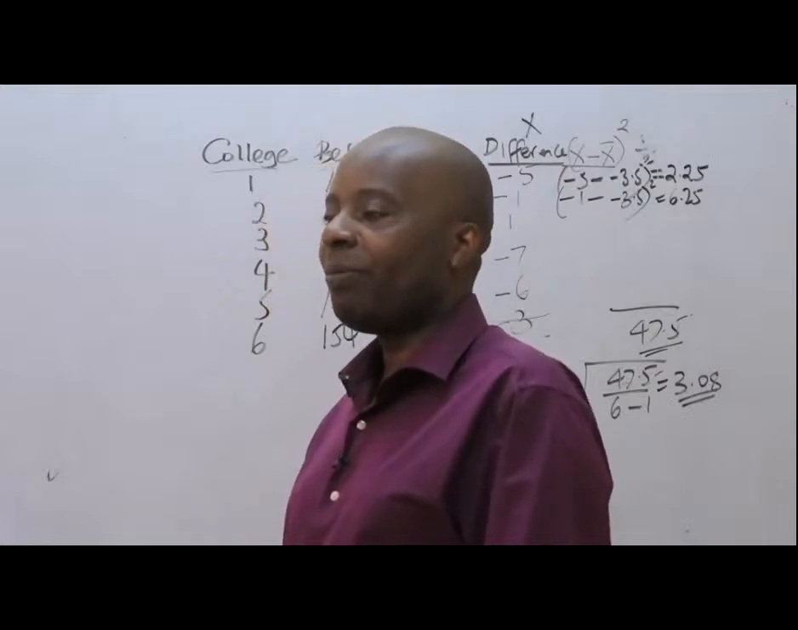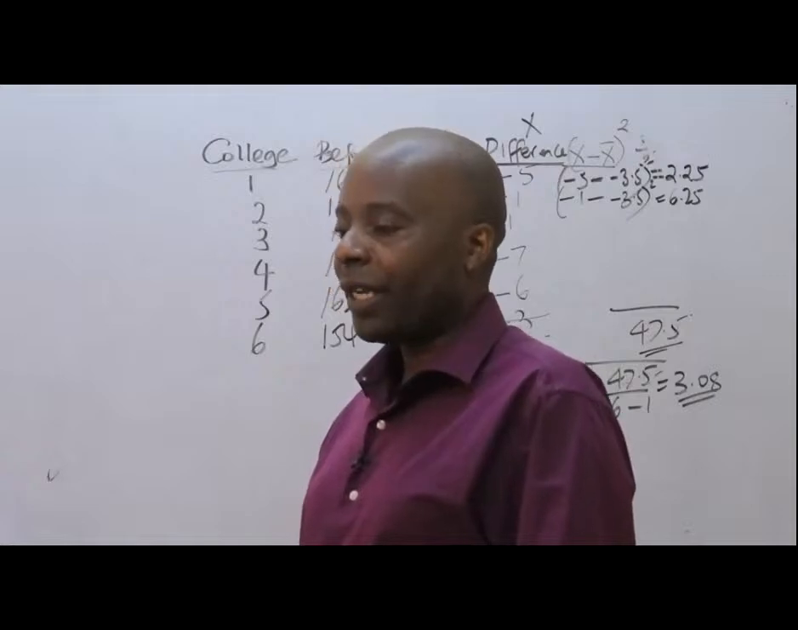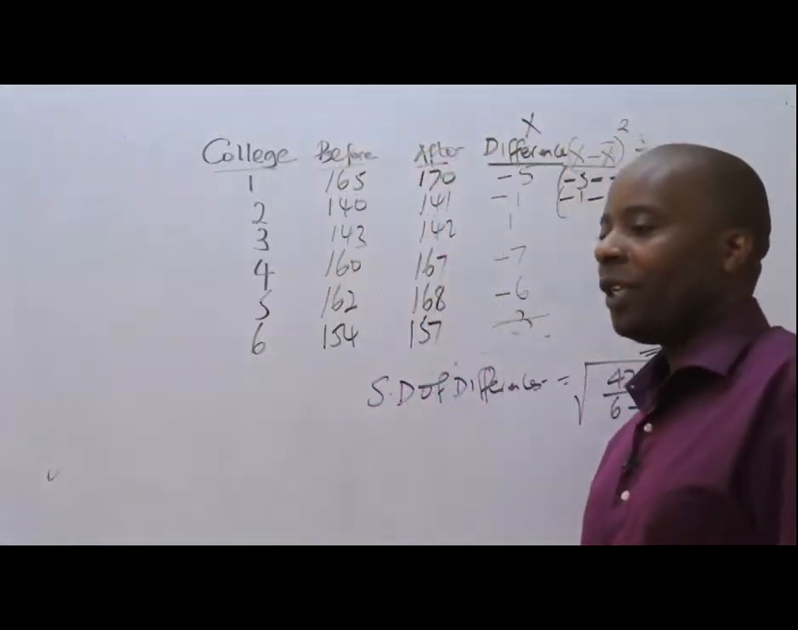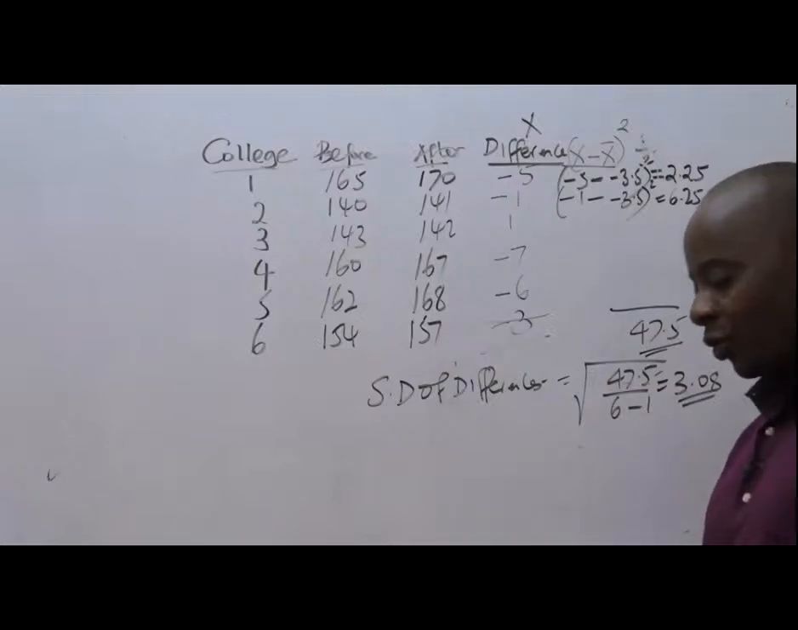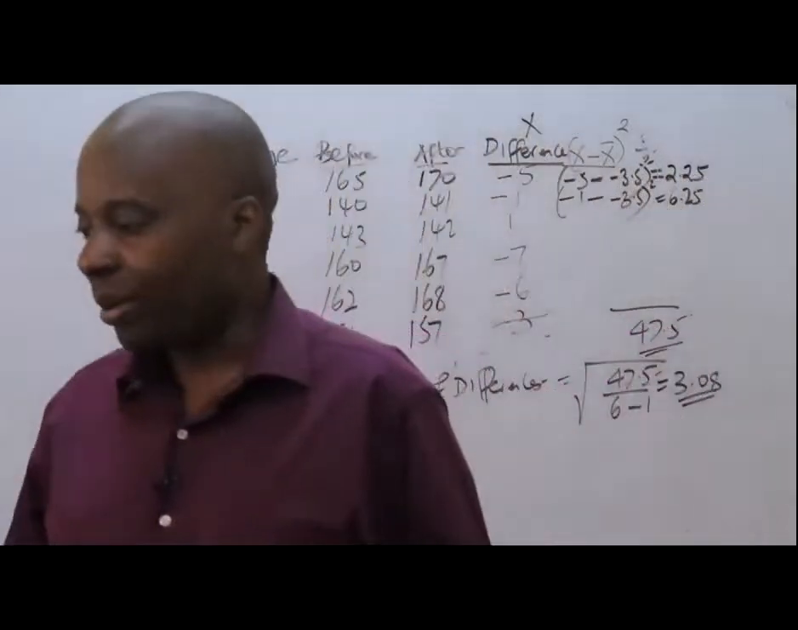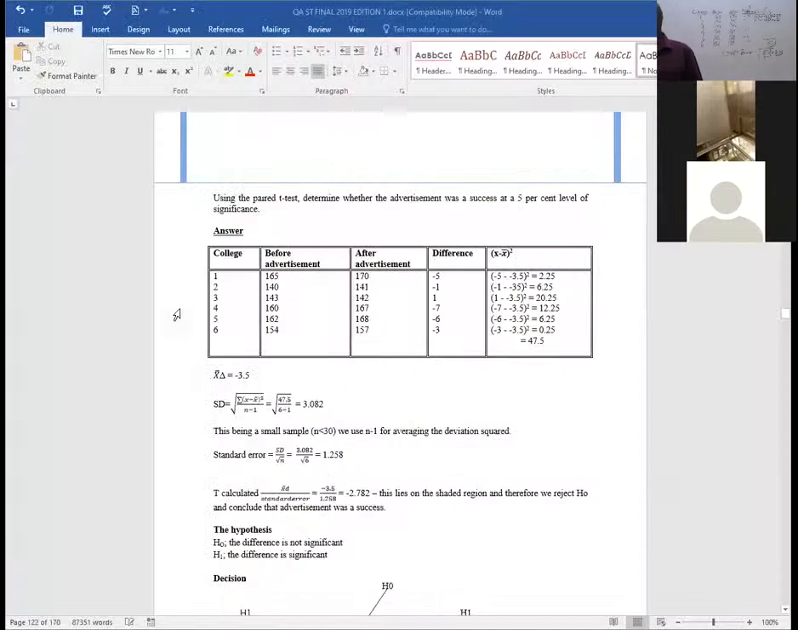Now, have they given us degrees of freedom in this question? Do we have degrees of freedom, or should I mount it up? I think we should mount it up for all of us to see. 5% level of significance. 5%.